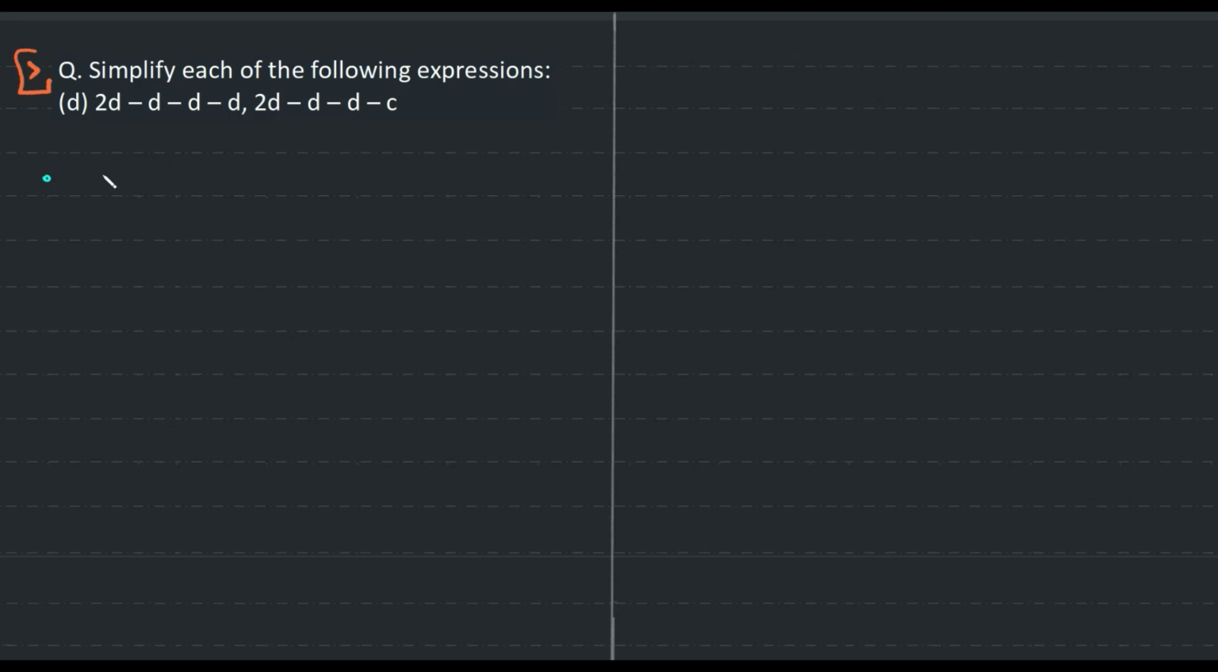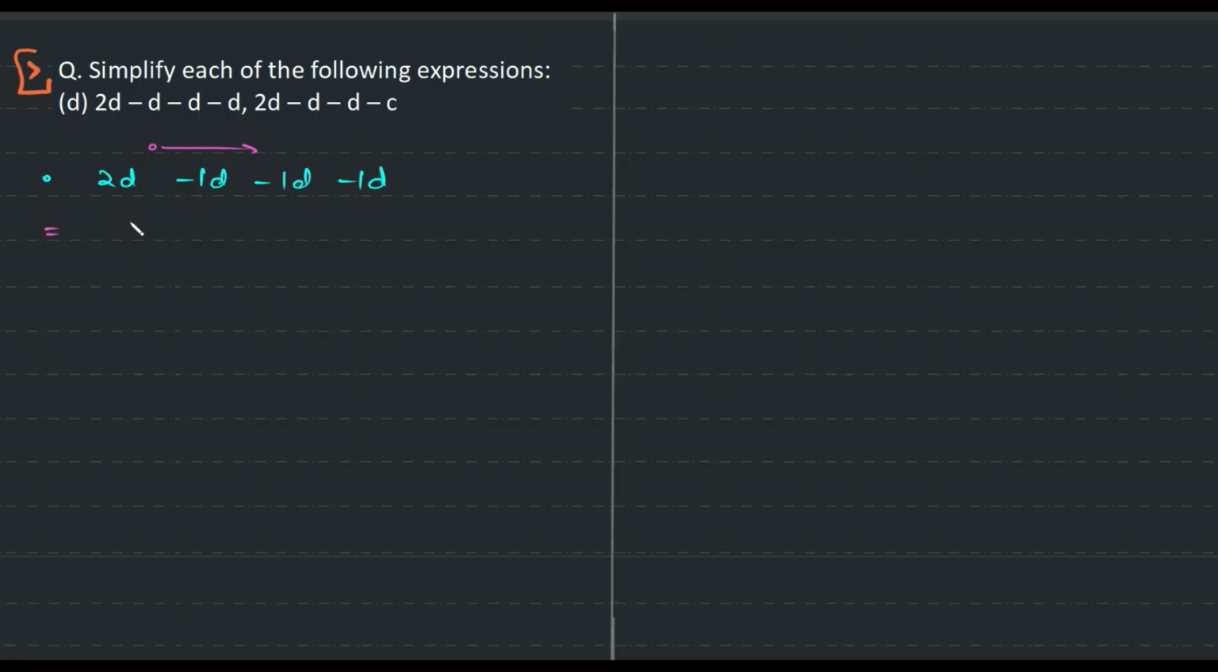The more simplification question. So we have 2d minus d minus d minus d. My funda is I always write 1 so as to not get confused. Now we clearly have to use BODMAS, start doing operations from left to right.